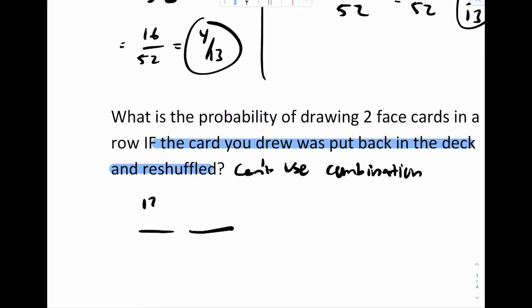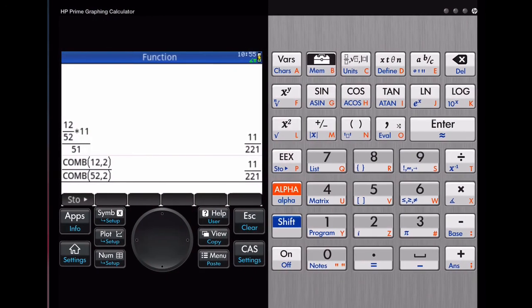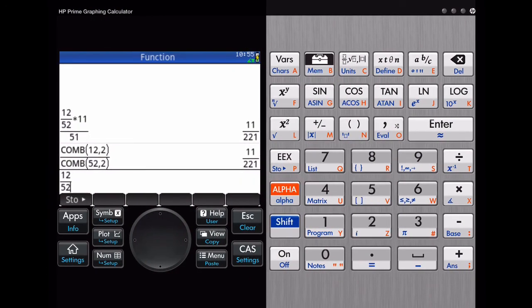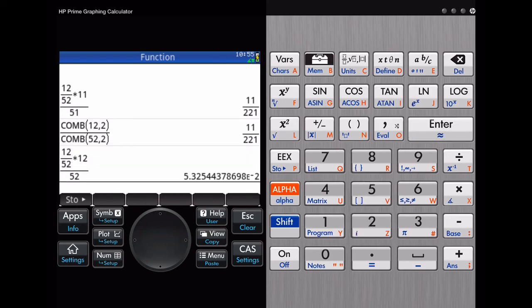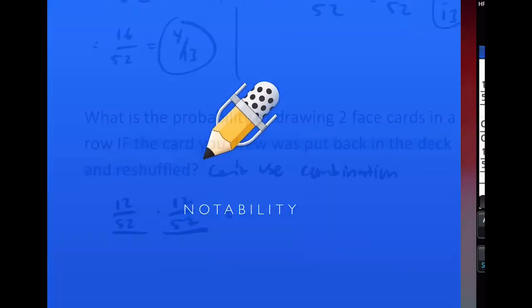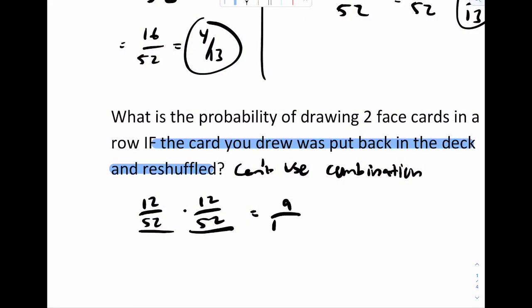The first chance would be 12 out of 52, but if the cards reset, that number goes back again, 12 out of 52. So put it back in your calculator. And there it is, 9/169. And there's your answer.